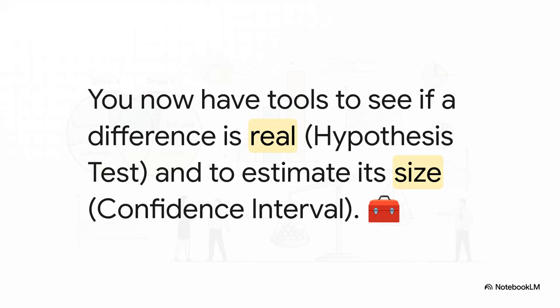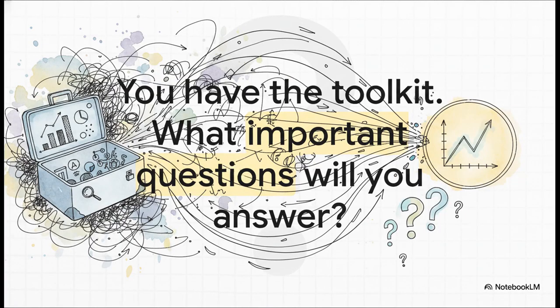So let's wrap this up. Today, you've officially added two incredibly powerful tools to your statistical toolkit. You have the hypothesis test, which gives you that clear yes or no about whether a difference is real, and you have the confidence interval, which helps you estimate just how big that difference might be. And that's really what this is all about. This isn't just memorizing formulas. It's about having the power to see through all the random noise in the world and find real, meaningful signal in the data.